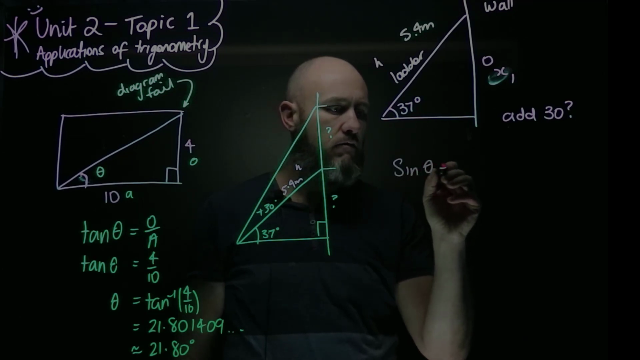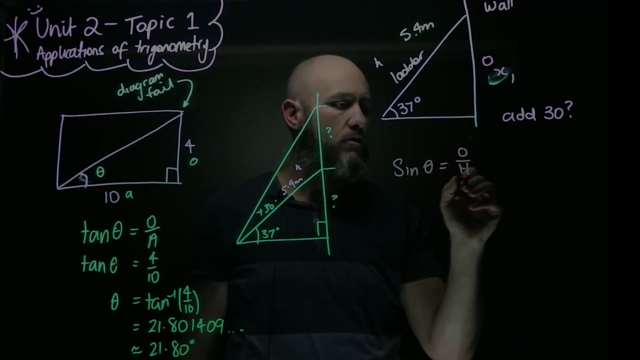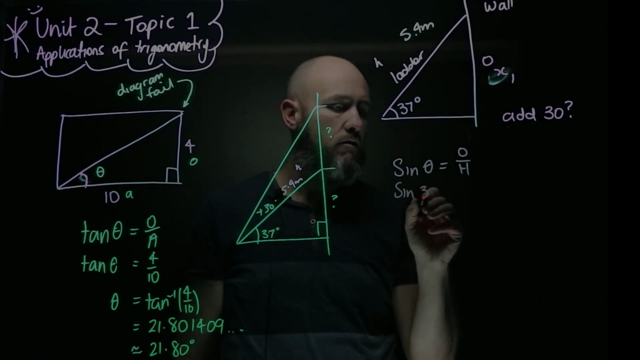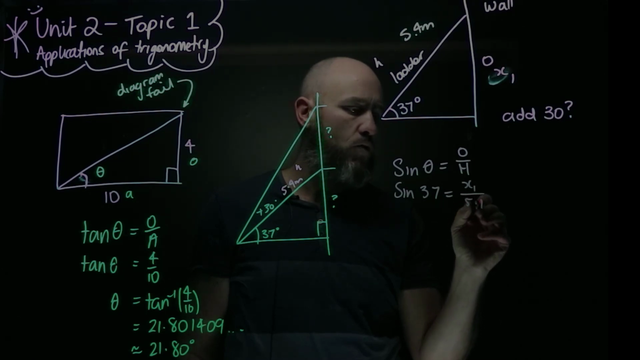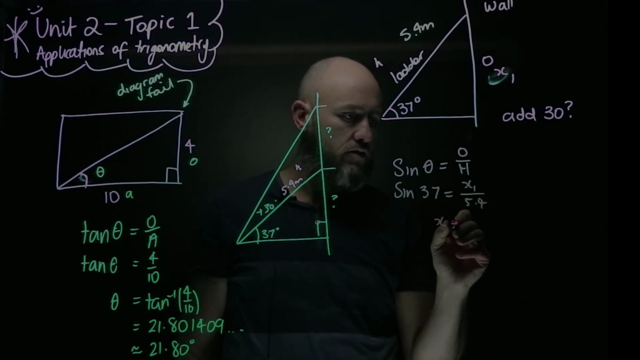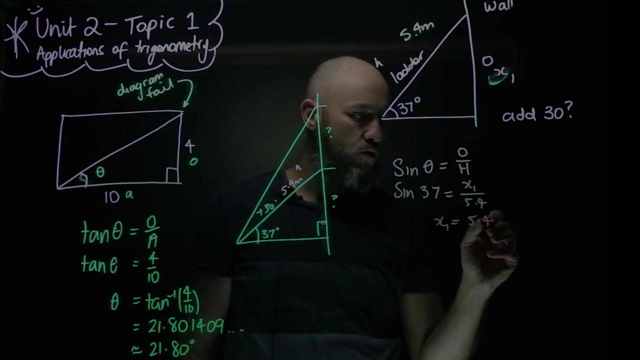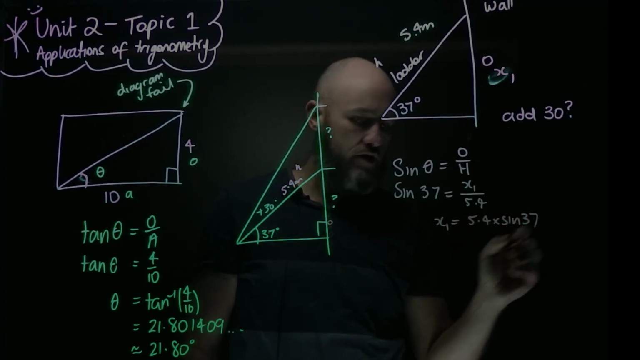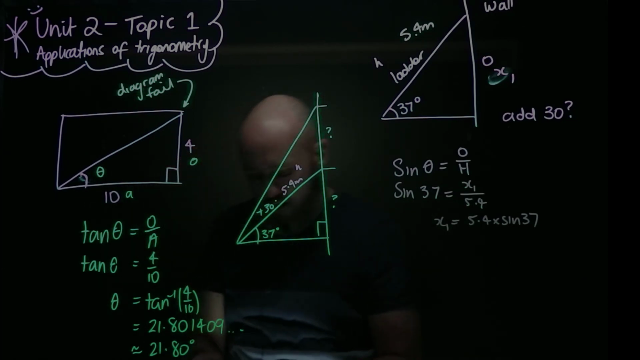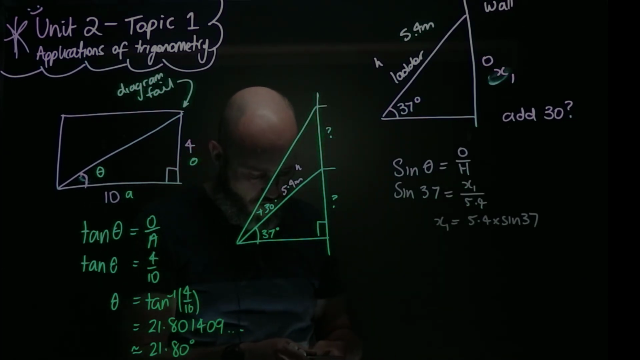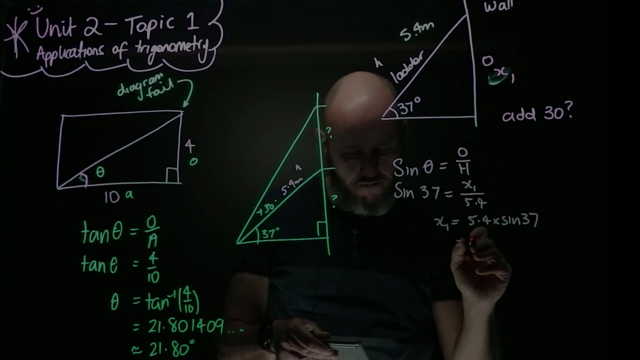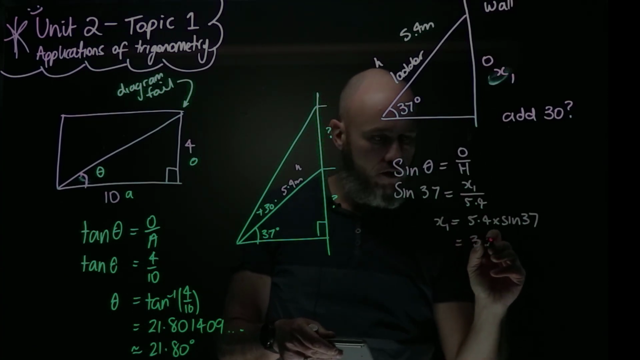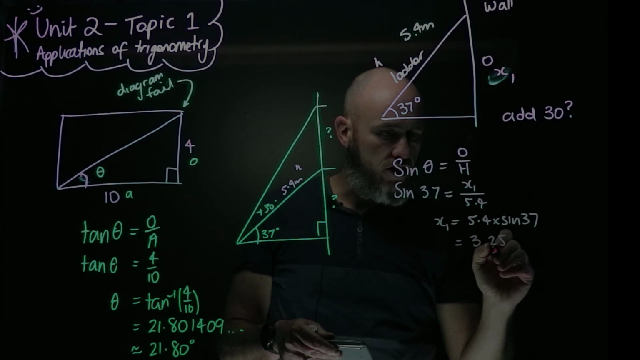Sine of theta is equal to opposite over hypotenuse. In this case, that's sine of 37 is equal to x1 over 5.4. And therefore, x1 is equal to 5.4 times sine of 37. Get out your trusty calculator, throw her in there, 5.4 times sine of 37, and of course that gives us, of course, he says, as if it was obvious, 3.25 rounded to 2 decimal places.